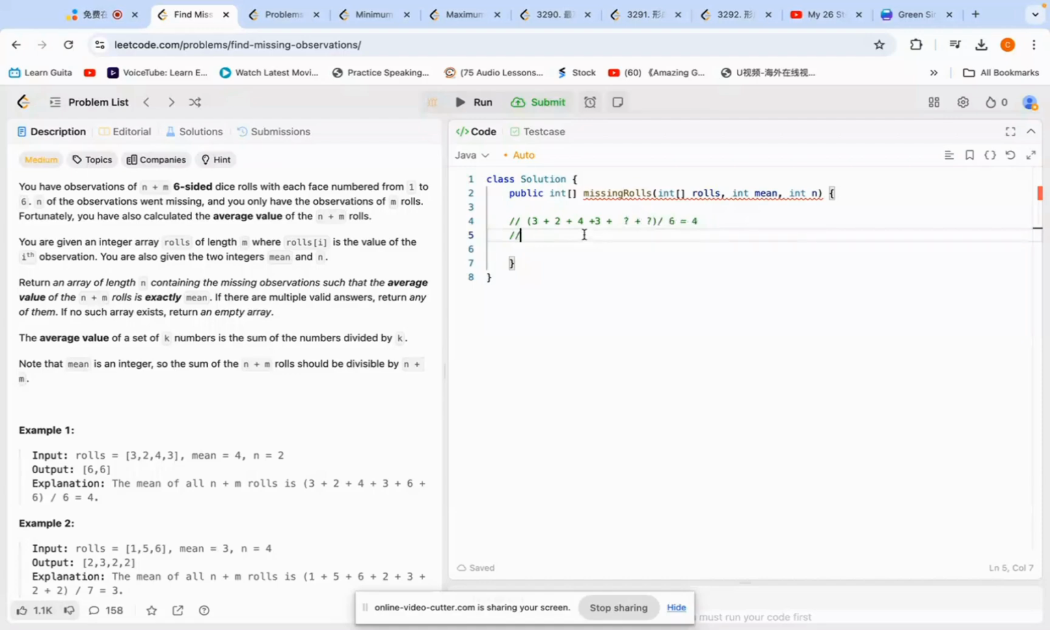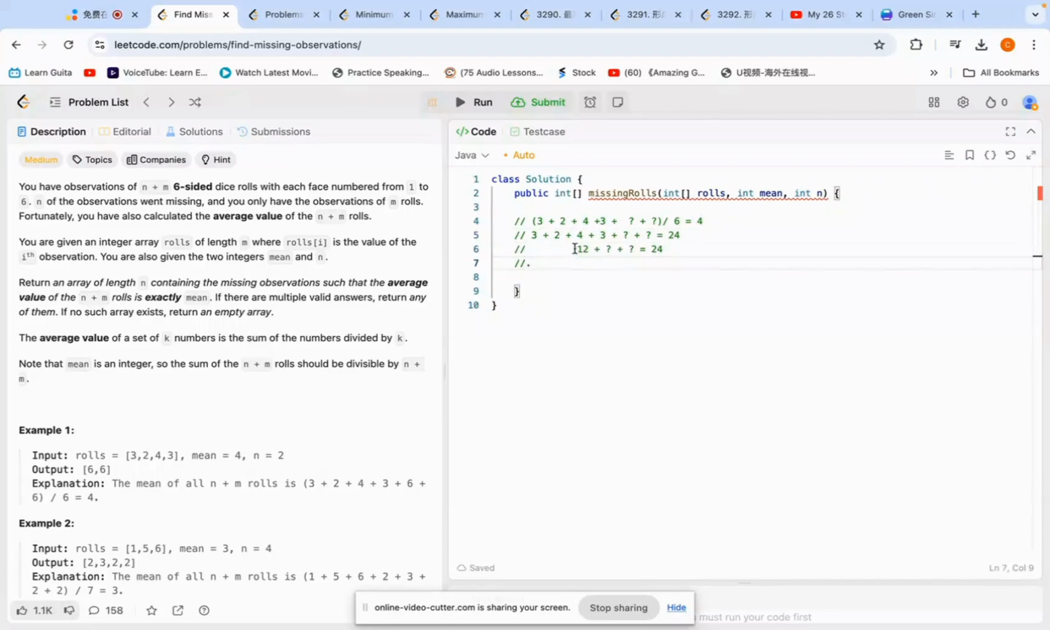So now the left hand side becomes 3, 4, 3, plus question mark, and equal to, because here we times both sides by 6, so we cross out this one. So here we got 24, right? After that, we already know the numbers, so we just sum up these numbers. 3 plus 2 is 5, and 4 is 9, and 3 is 12. Now we got 12 plus question mark equal to 24.